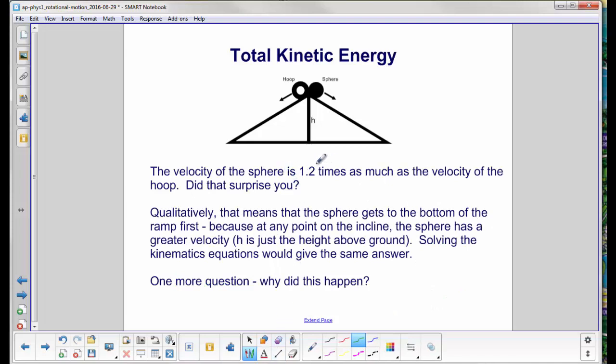The velocity of the sphere is 1.2 times as much as the velocity of the hoop at the bottom of the incline. Did that surprise you? Qualitatively, that means that the sphere gets to the bottom of the ramp first, because at any point on the incline, the sphere has a greater velocity, where h, of course, is just the height above the ground here. Solving the kinematics equation for displacement would also give the same answer. One more question. Why did this happen?